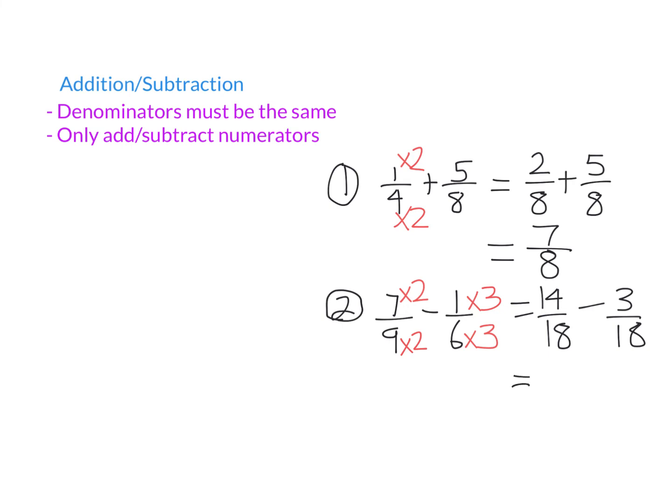So now I just subtract the numerators. I just subtract the top numbers. 14 minus 3 is 11. Keep the same denominator. That's my final answer.